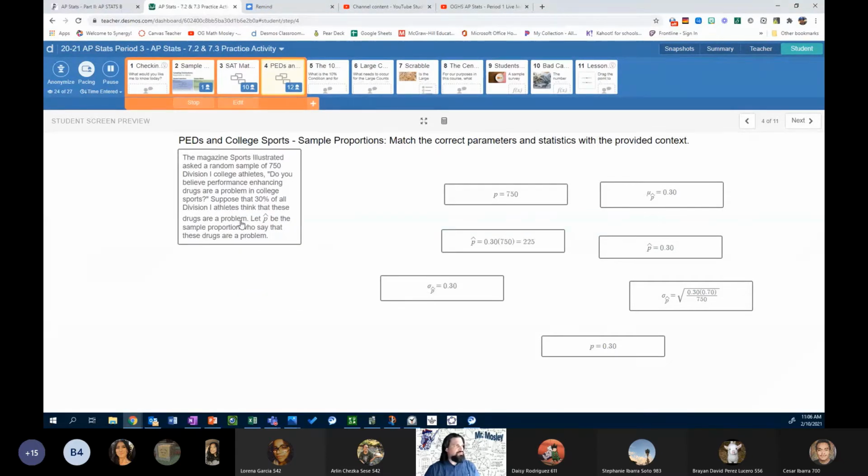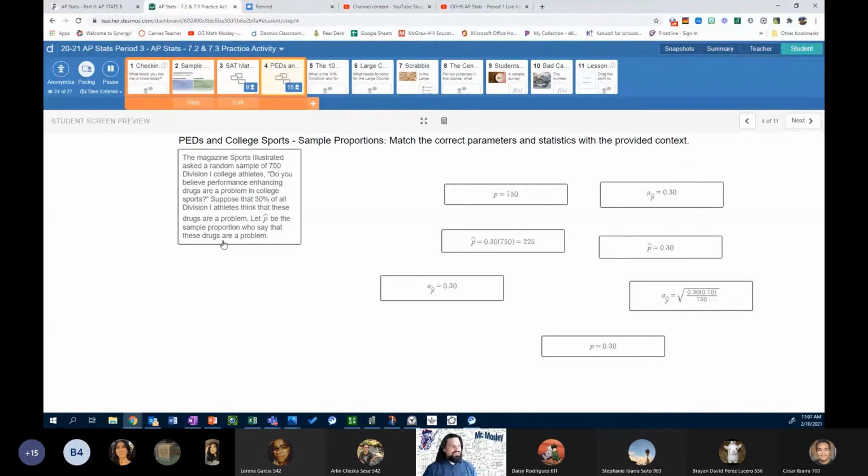For this one, we have PEDs in college sports. The magazine Sports Illustrated asked a random sample of 750 Division I college athletes. So that's the size of n. Do you believe performance-enhancing drugs are a problem in college sports? Suppose that 30% of all Division I athletes think that these drugs are a problem. So the 30% is the population proportion. That's the value of p, which would be 0.30 as a decimal. We're going to let p hat be the sample proportion who say that these drugs are a problem.